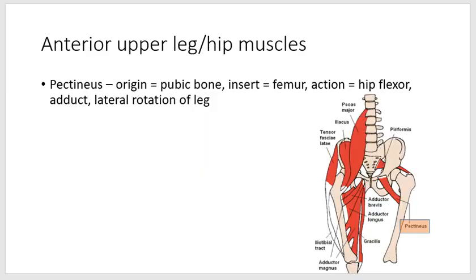The next one is the pectineus. This one has origins over here on the pubic bone, and then it inserts back here on the femur. It is a hip flexor as well, so it allows you to lift that leg up. It's also an adductor, so it allows you to pull this femur towards the inside, and also for lateral rotation. So while you're bringing it towards the inside, you can also take it and rotate it to the outside. That is the pectineus.